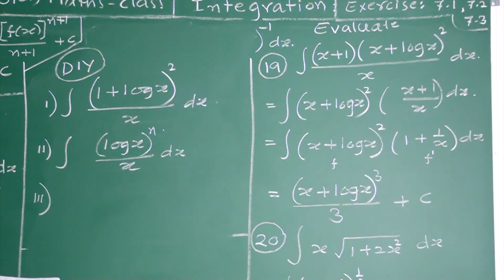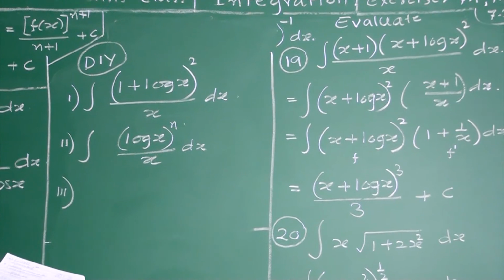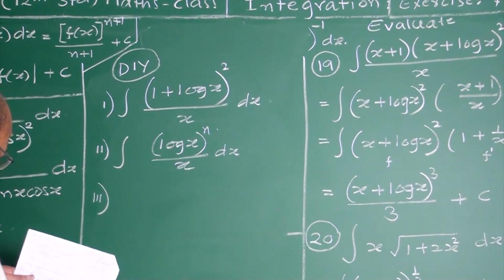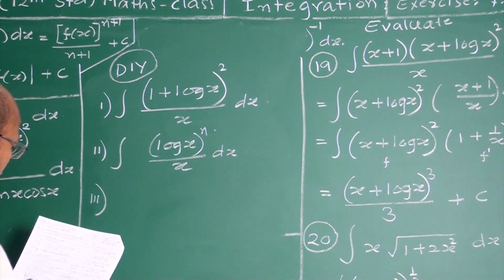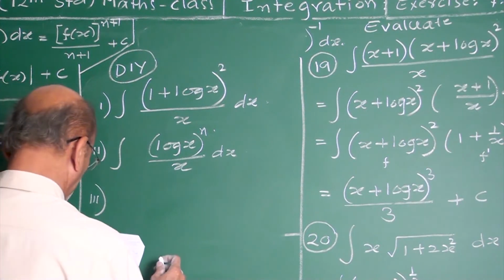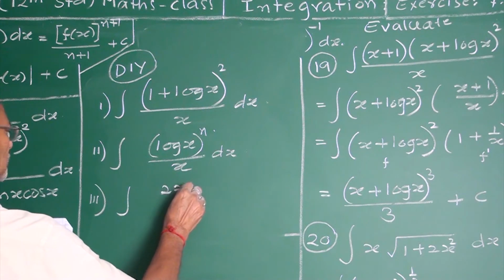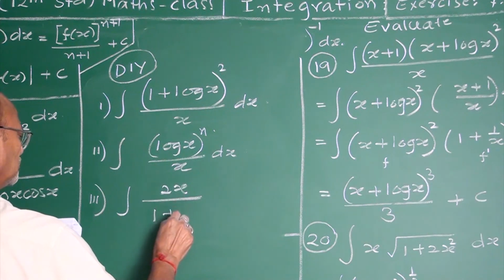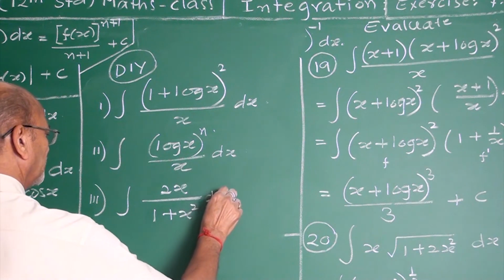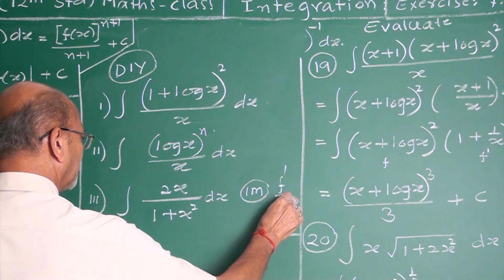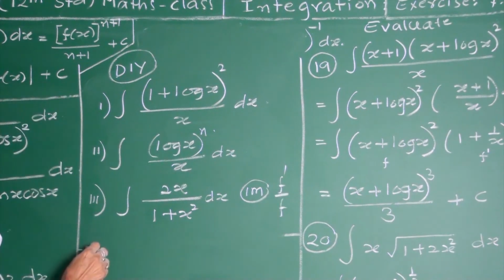Third example. Integral, very simple. It is a 1 mark question. The integral of 2x upon 1 plus x square dx. 1 mark. What is it, my friend? It is the integral of f dash upon f. This is the fourth example.